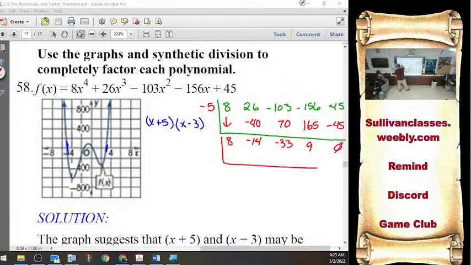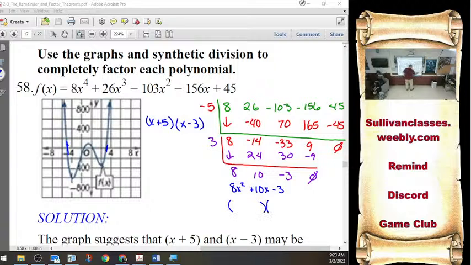Yay, it works. So if I felt lucky about that one, I bet we'll feel even luckier about 3: 24, 10, 30, negative 3, negative 9. Yay! And then, what degree is that? This is now a quadratic. If this is a quadratic, 8x squared plus 10x minus 3, how about I just factor that?